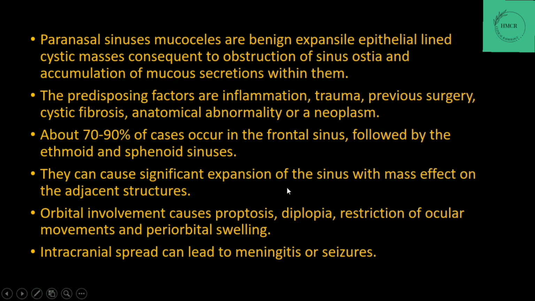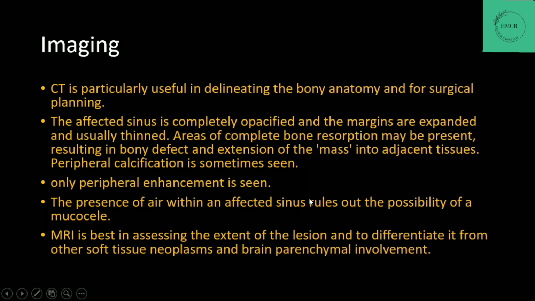They can cause significant expansion of the sinus with mass effect on the adjacent structures. Orbital involvement causes proptosis, diplopia, restriction of ocular movements, and periorbital swelling. Intracranial spread can lead to meningitis or seizures.